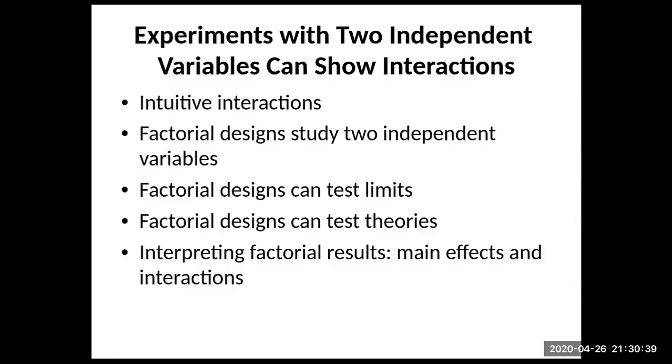So we're going to talk about what we call intuitive interactions, being able to identify them from either the graph or the numbers in a table. Looking at how factorial designs study 2 independent variables and why we would do that. In this section, we'll talk about how factorial designs can test limits and sometimes can actually be used to test theories. And then finally, how do we interpret factorial results, main effects and interactions, which we may save to the next one.